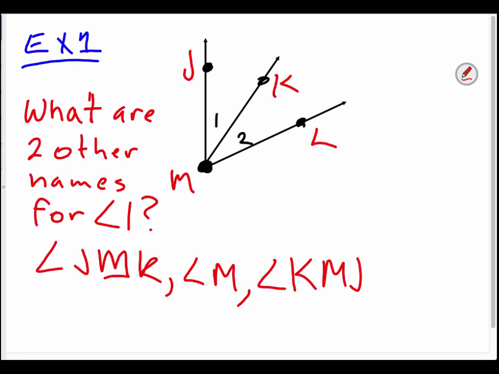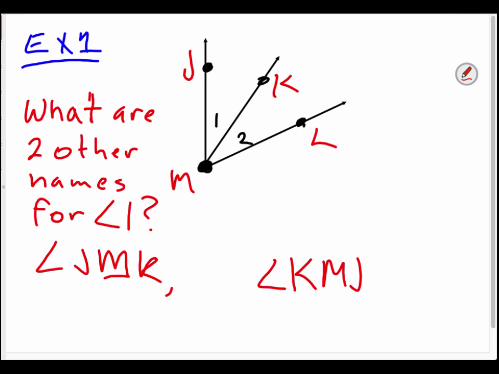Now I am going to warn you about something. I said you could do it this way, but I want to point something out to you guys. If I just say angle M, is it really angle 1 or angle 2, and how do you know? You don't know. In this case, although we could call it angle M, it might not be the best idea, right? Just because when the reader looks at it, it might not work out. But they only asked for two other ways to name it. These would be the best, okay?